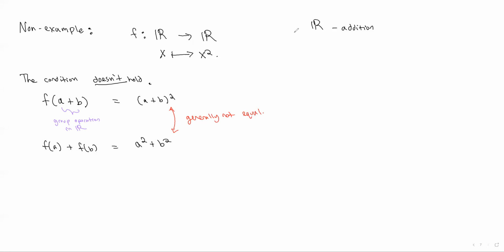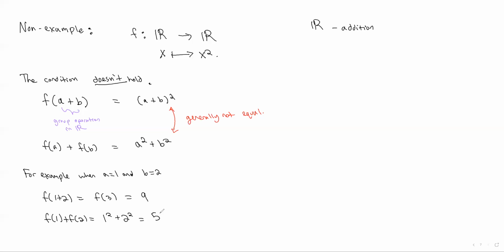So for example, when a equals 1 and b equals 2, they're not equal. So we have f of 1 plus 2 is f of 3, which is 9, whereas f of 1 plus f of 2 is 1 squared plus 2 squared, which is 5. These are not equal. So f is not a homomorphism.